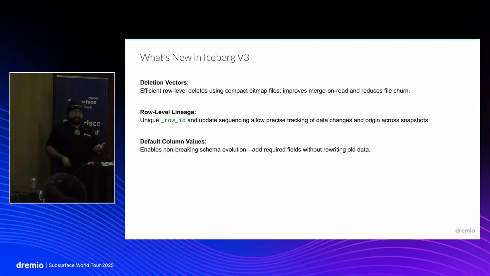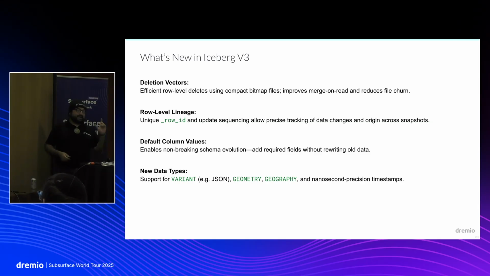Default column values. Okay, one of the great things about having a table format is you can do schema evolution. The problem is, what happens if you add a column and you have all these records from the past that didn't have that column? Are they just null? Well, now you can specify a default column value to address that problem, making it easier to avoid the null issues when you add columns.